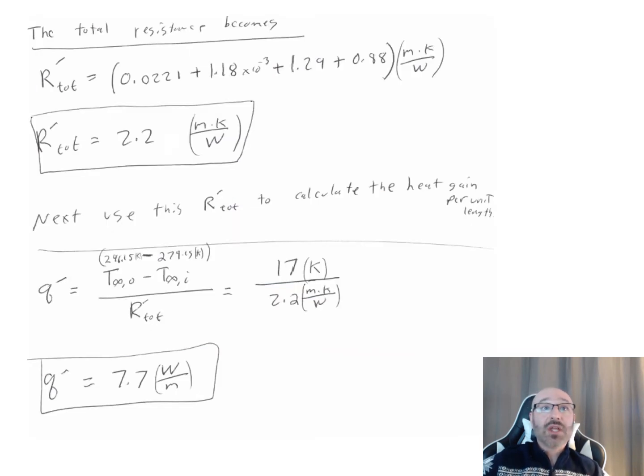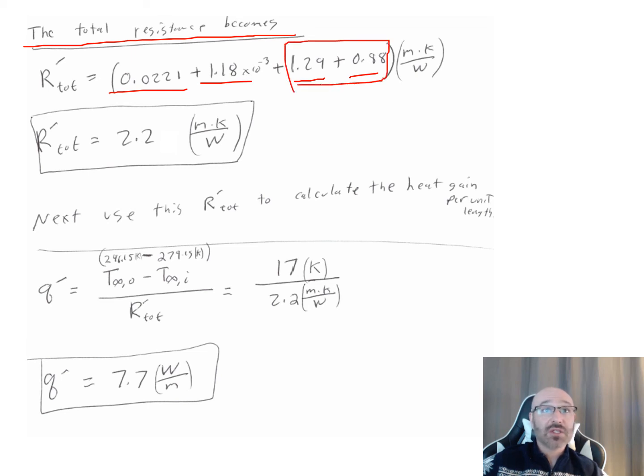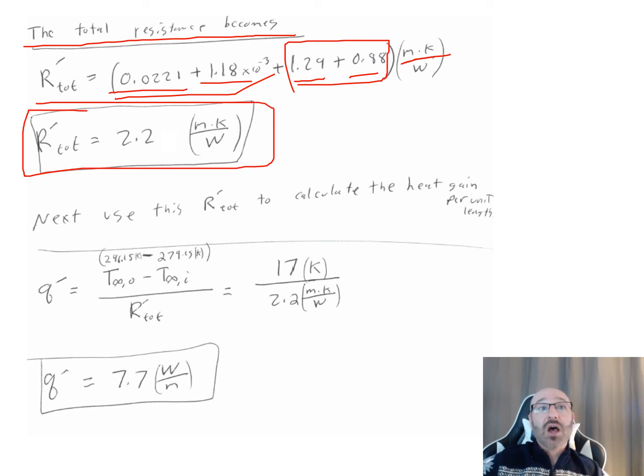So that's what we do. We can add those back in. Our total resistance now is equal to, when we add all those parts together for all 4 of those, with these being the 2 new ones that we just calculated, these being the 2 from part A, all in units of meters times Kelvin per watt. So our total resistance now becomes 2.2, and the same units of meters times Kelvin per watt.